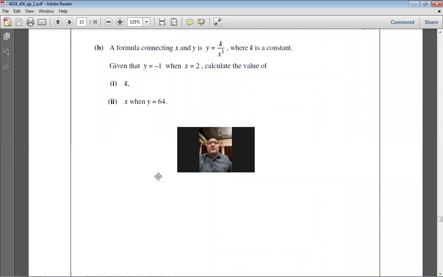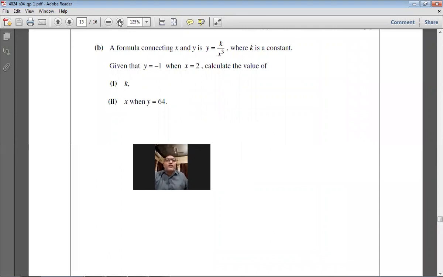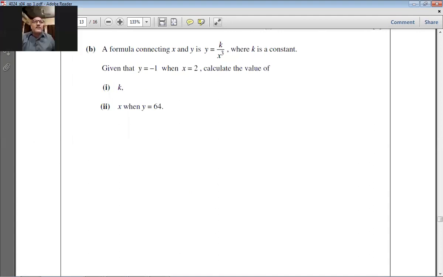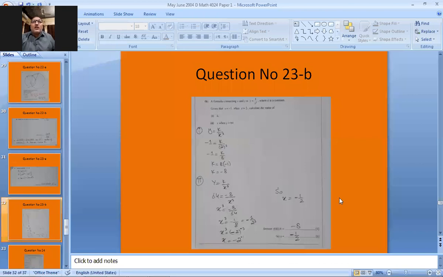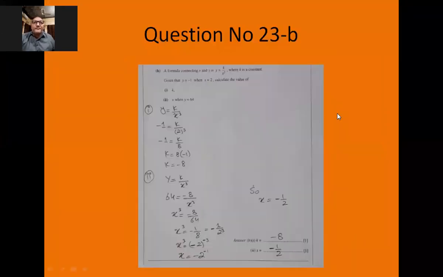So let me show you that, and then we go to my solution. Okay, so here we go. So we have y equals k by x cube, and this is the formula. And the value of y is -1 when the value of x is 2. So I will substitute y with -1 and x with 2. So you will have -1 equals k by 2 cube. 2 cube is 8. So this 8 dividing here, when it goes to the other side, it will multiply. So k will be equal to 8 multiplied by -1. So k is equal to -8. So that is the first part.